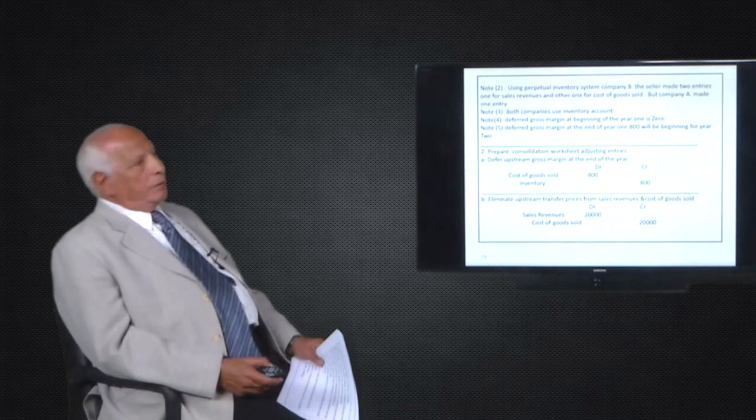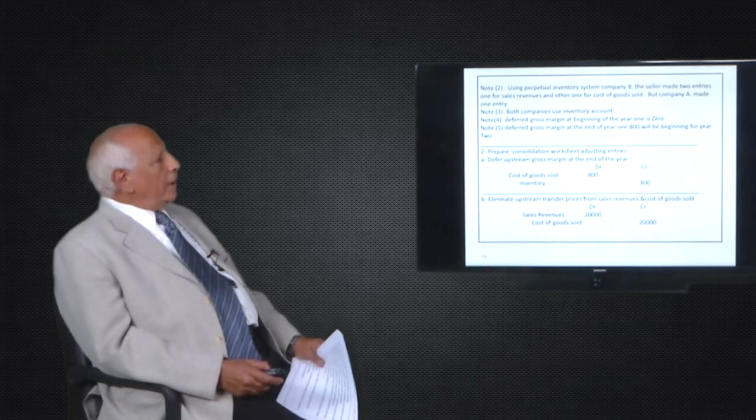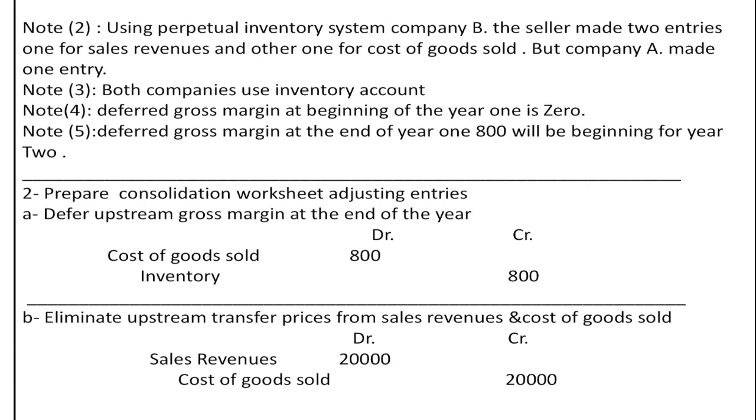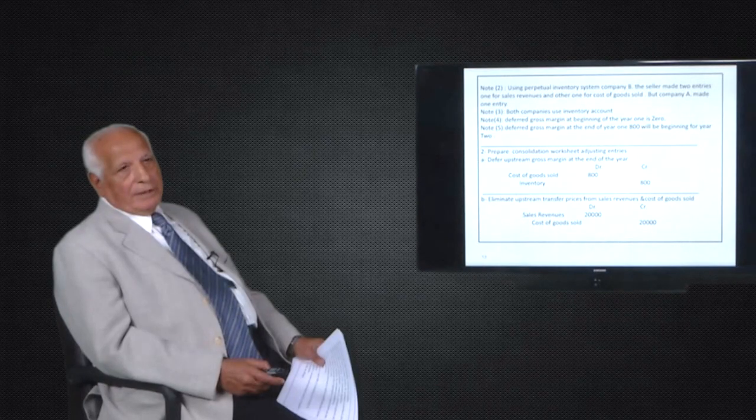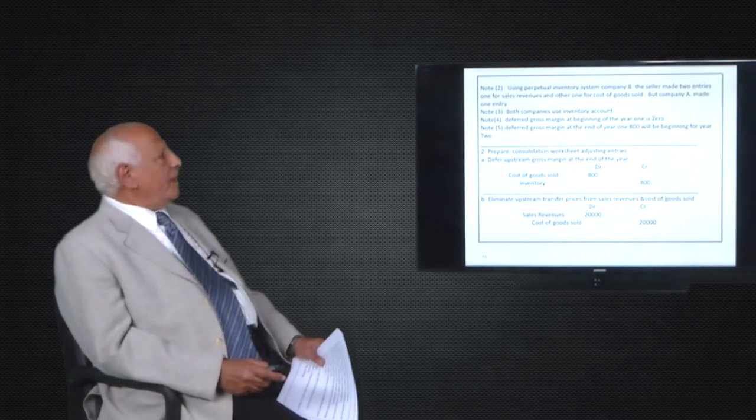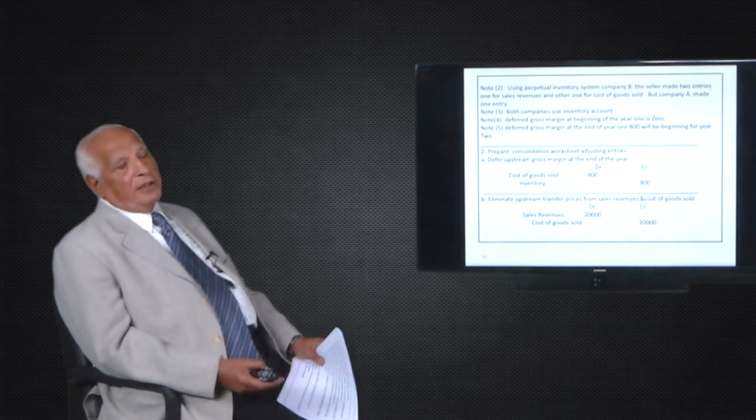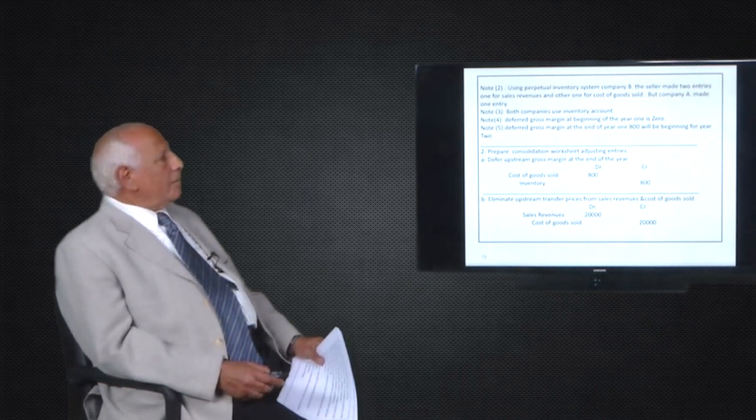Note number 2, using the perpetual inventory system, company B, the seller, made 2 entries. Remember, as a seller, he made 2 entries. The first one for sales revenues and the other one for cost of goods sold, because he's a seller. He knows how much the cost of goods sold is. But company A made only 1 entry.